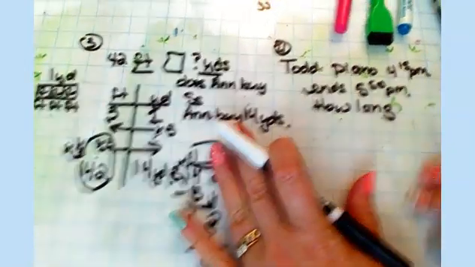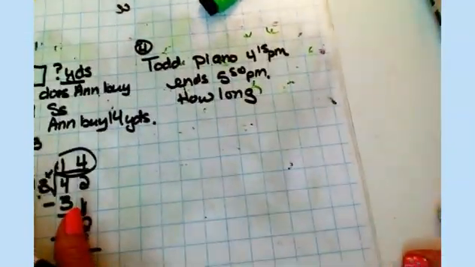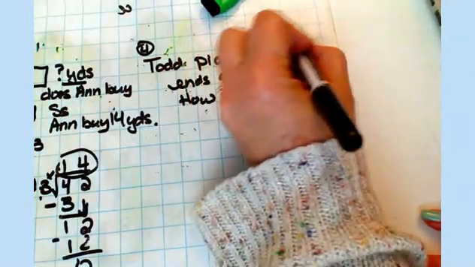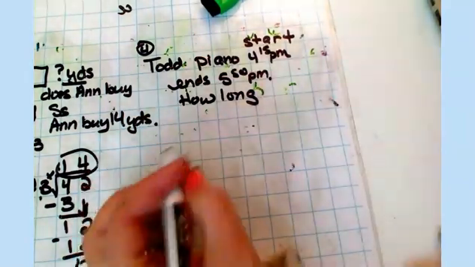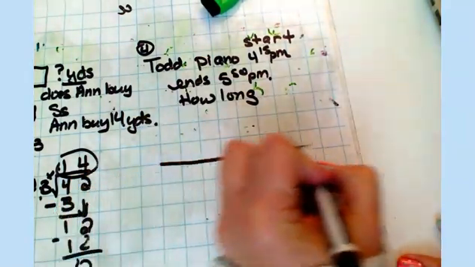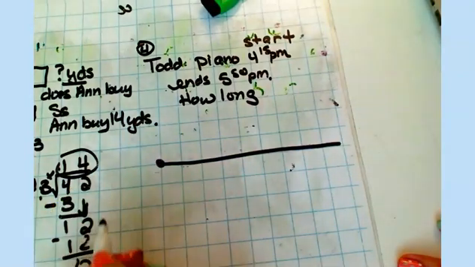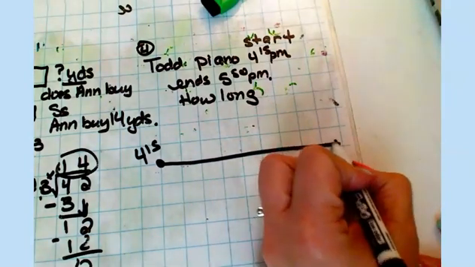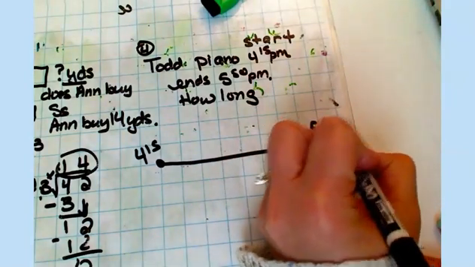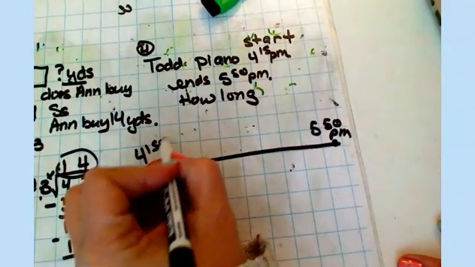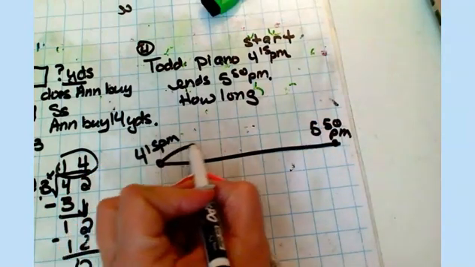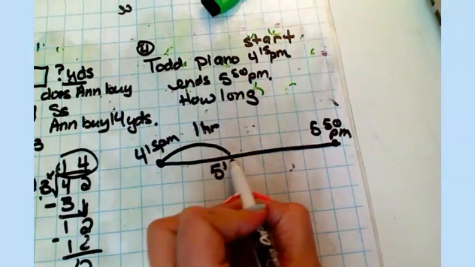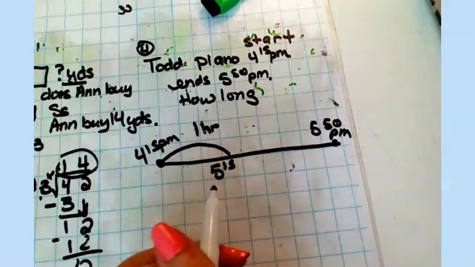All right, let's take a look at Todd. So here I used a conversion chart, but Todd's playing the piano. He starts at 4:15. He ends at 5:50. How long does he go for? So remember, for elapsed time, we said it's really good to use a number line. So I'm starting at 4:15 and I'm going to 5:50. Okay, PM, that's awesome. I'm not going over. So the first big jump I can make is 1 hour, right? That takes me to 5:15. So he's been practicing for 1 hour.